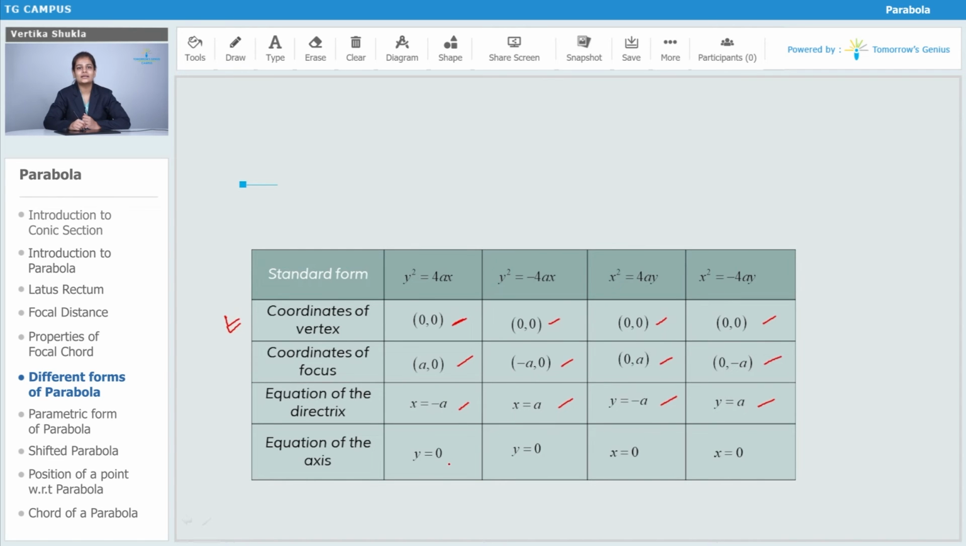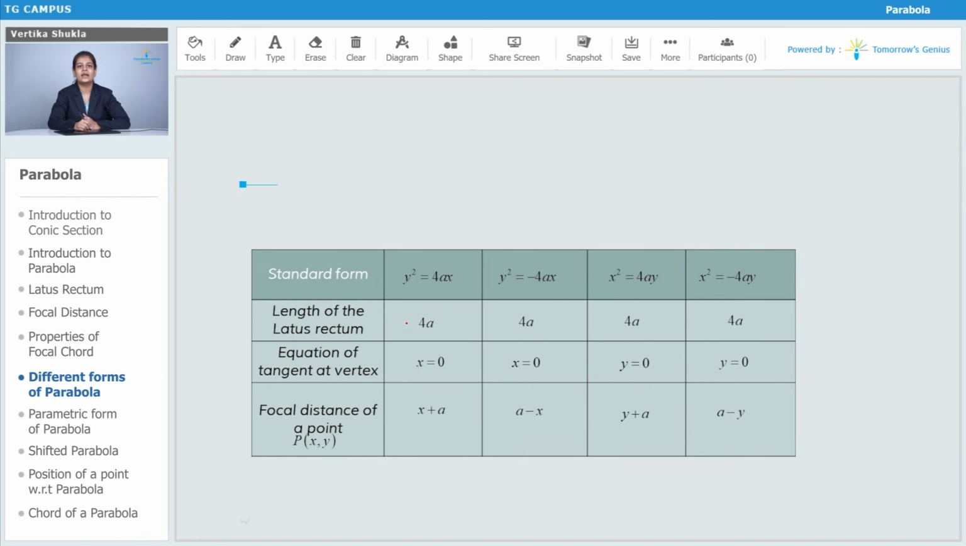The equation of axis for y square is equal to 4ax is y is equal to 0, which is your x-axis. Similarly, for y square is equal to minus 4ax, also it is y is equal to 0. For x square is equal to 4ay and x square is equal to minus 4ay, it is the y-axis, which is basically x is equal to 0. Coming to the next part, which is length of the latus rectum. The length of the latus rectum for any kind of parabola is always equal to 4a. So the length of latus rectum remains the same, which is 4a, where a can keep on changing for different parabolas.